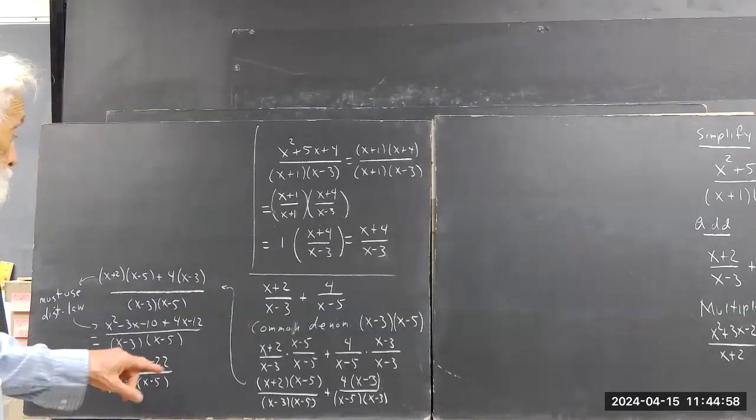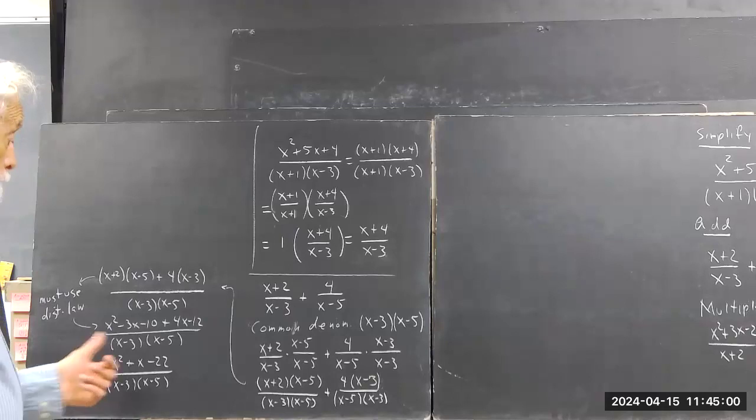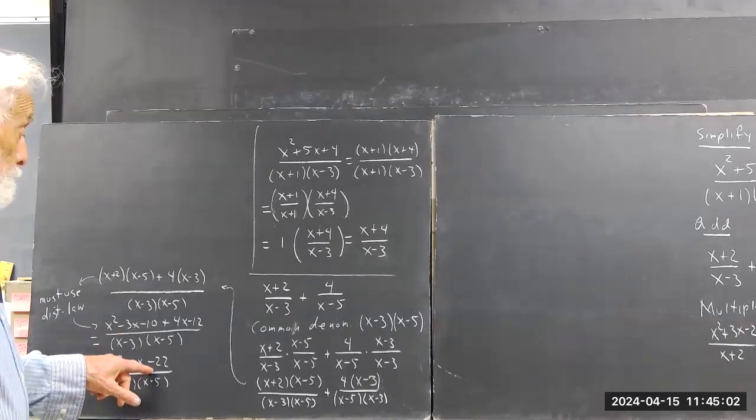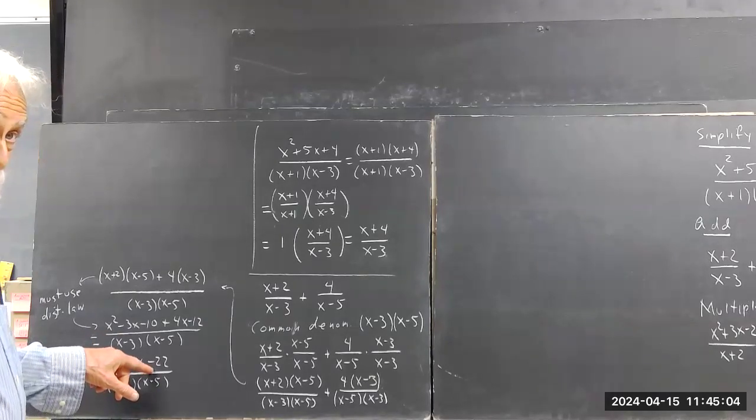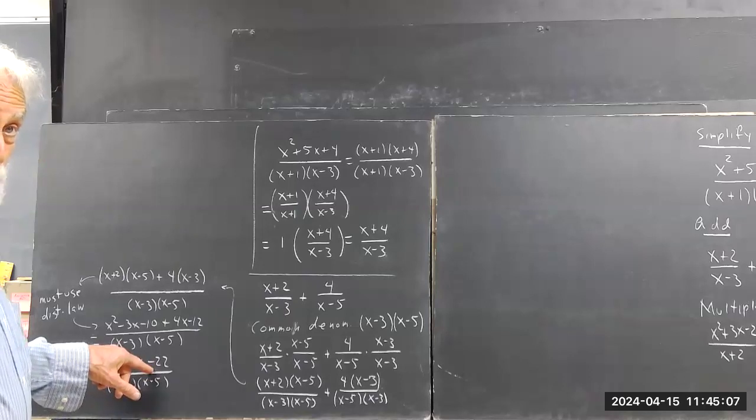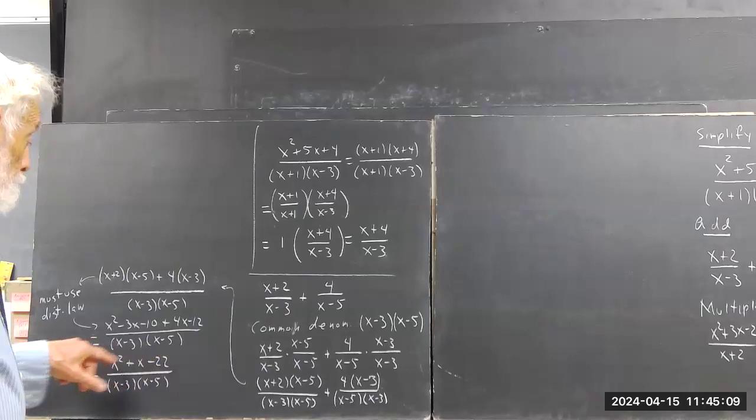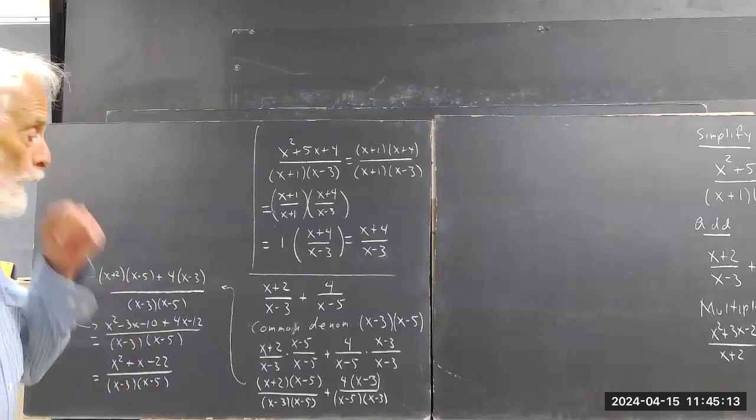Now, that's not going to work. You can write out every possible factor. The only factors of 22 would be 2 and 11 or 1 and 22, right? In no way are those factors going to give you an x minus 3 or an x minus 5.